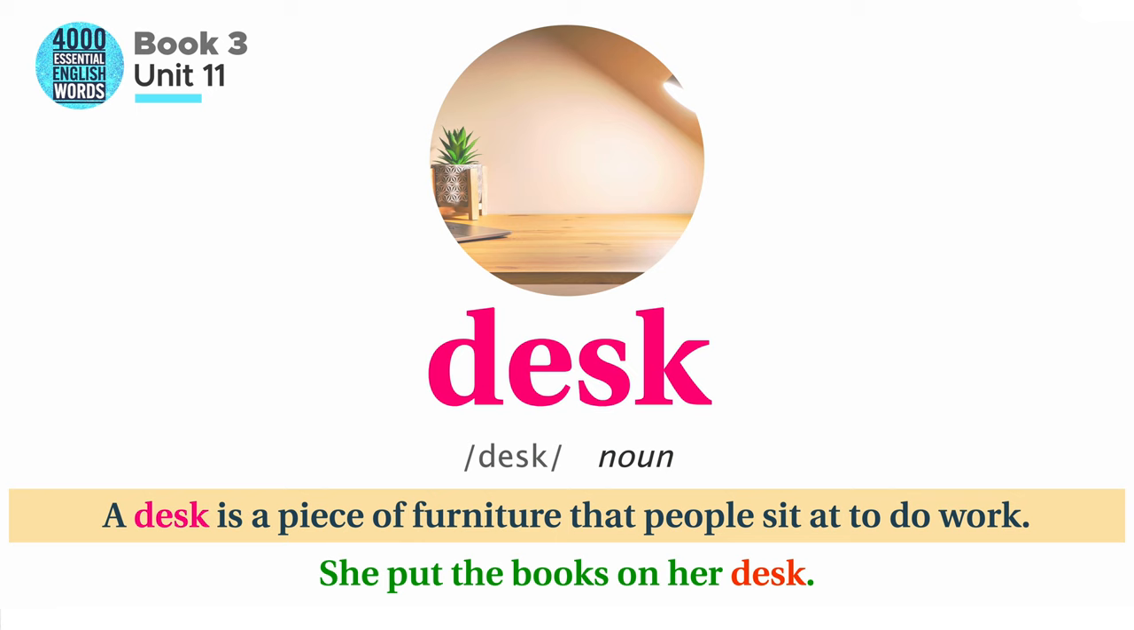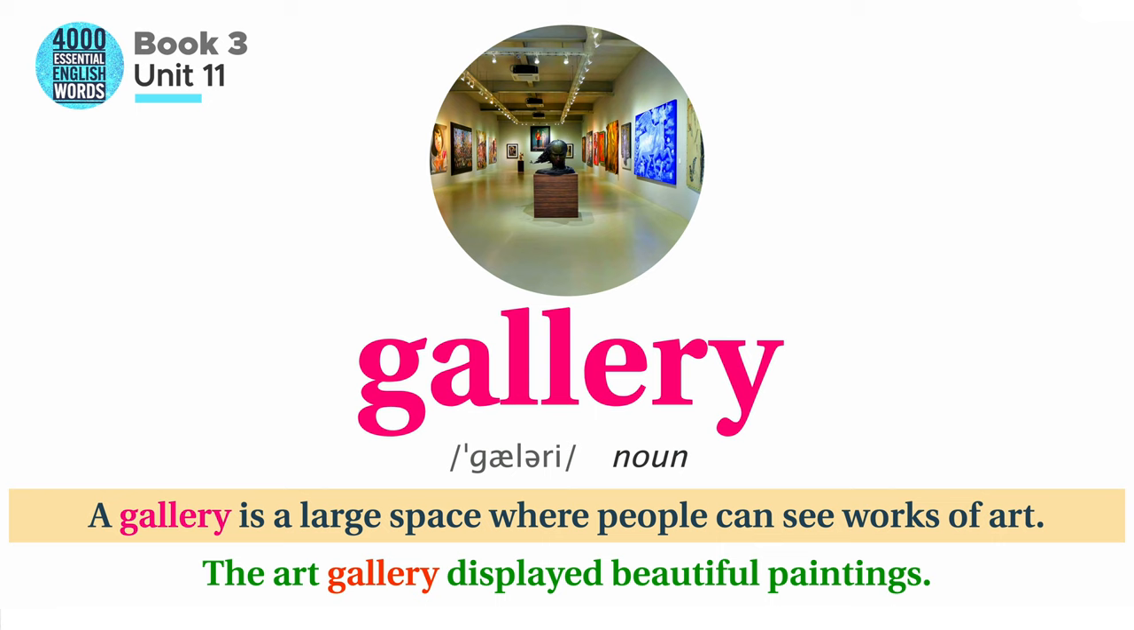Desk. A desk is a piece of furniture that people sit at to do work. She put the books on her desk. Gallery. A gallery is a large space where people can see works of art. The art gallery displayed beautiful paintings.